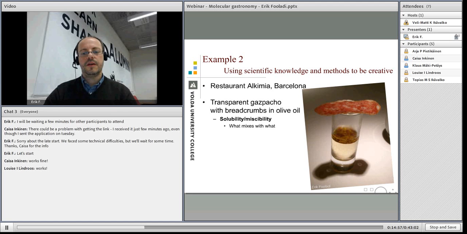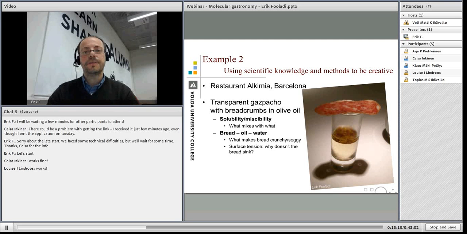The oil does not mix with the water, and the bread floats in the oil. And the bread, probably because of the surface tension of the water, does not come in contact with water, so it stays crunchy. It doesn't go soggy and soft.